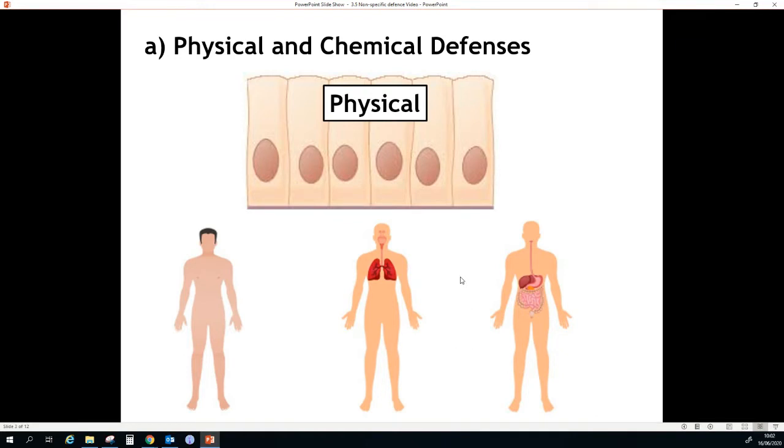This is a layer of closely packed together epithelial cells, and they run along the outside of your skin. So your skin cells are epithelial, the inner lining of your digestive system, and the lining of your respiratory system. So it's these closely packed epithelial cells which act as the physical barrier.